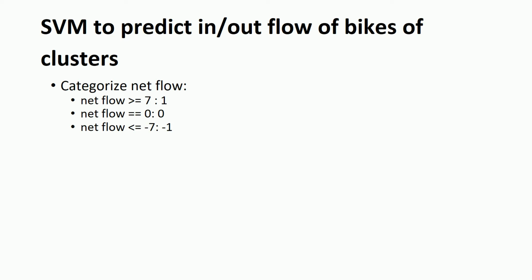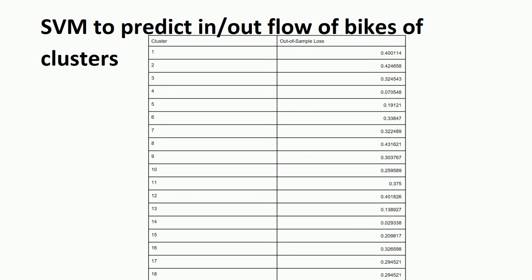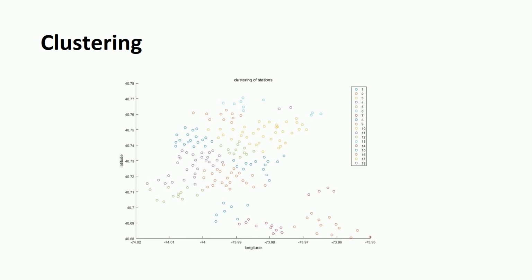The method we use is support vector machine to predict inflow or outflow of bikes of clusters. We rerun the SVM method on clusters of stations. As we can see, in general, the performance of SVM on clusters is better than on single stations. This is the station map in clustering.